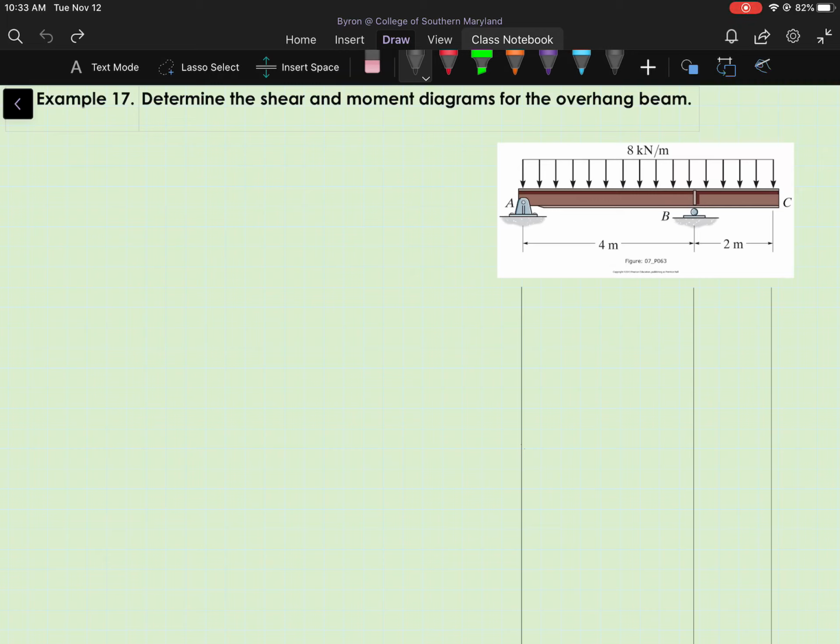In this problem, we're asked to create the shear and bending moment diagrams for the overhang beam shown. We'll do this using the 5-step procedure that we established in Lecture 17, starting with determining the support reactions at A and B. So I'll draw a free body diagram of the beam. Show A, show B.